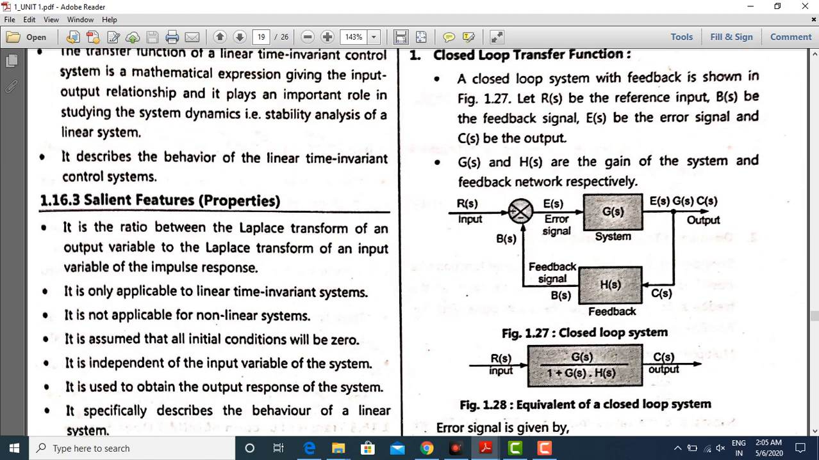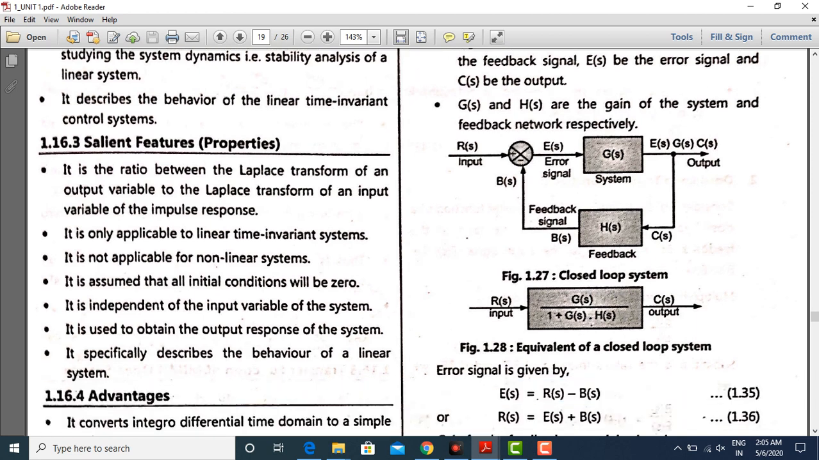We'll see the properties or features. First, it is the ratio between the Laplace transform of an output variable to the Laplace transform of the input variable. It is applicable to the linear time invariant system. It is not applicable for the non-linear system. It is assumed that all initial conditions are 0. It is independent of the input variable of a system. It is used to obtain the output response of a system. It specifically describes the behavior of a linear system.